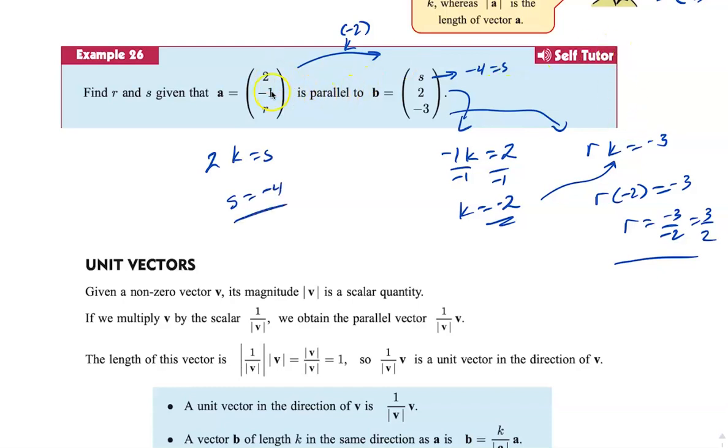So that's how you do it. If it's parallel, that means you multiply everything in this vector by a certain number to get the other vector. Find the one that you can actually solve. In my case, it was -1 and 2, so multiply by -2 to get to this side. Then multiply to get there, and divide to get back here.